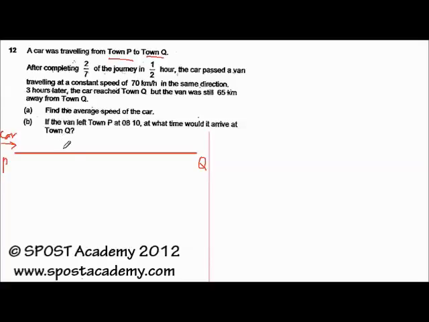And after completing 2/7, so this is 2/7, and it completed it in, the time is half an hour. It actually passed by a van. So it passed a van. The van is supposed to be here, and the van is also traveling in the same direction. Okay, at the speed of 70 kilometers per hour. So the speed of the van is 70 kilometers per hour.